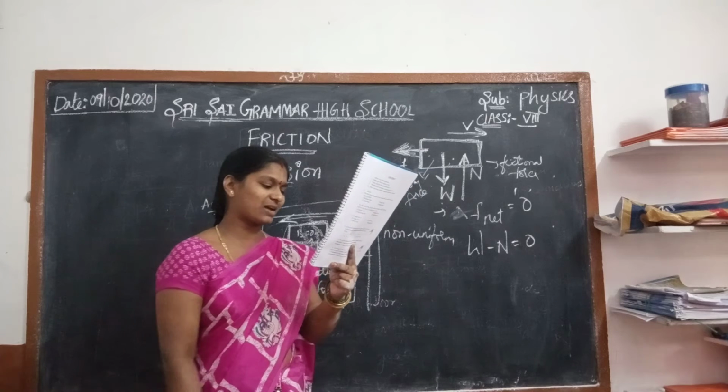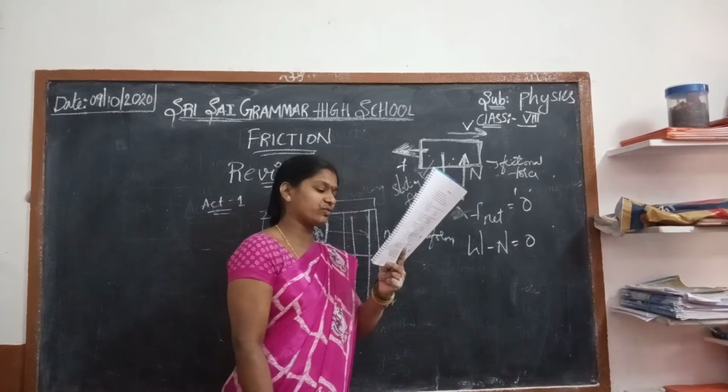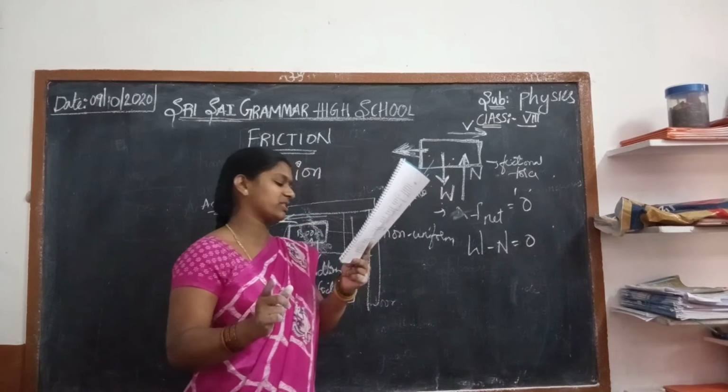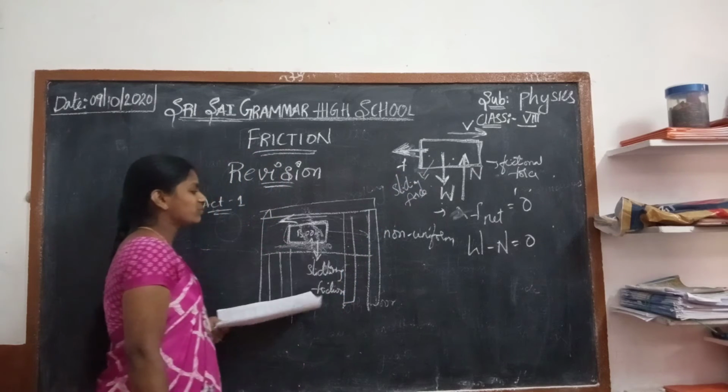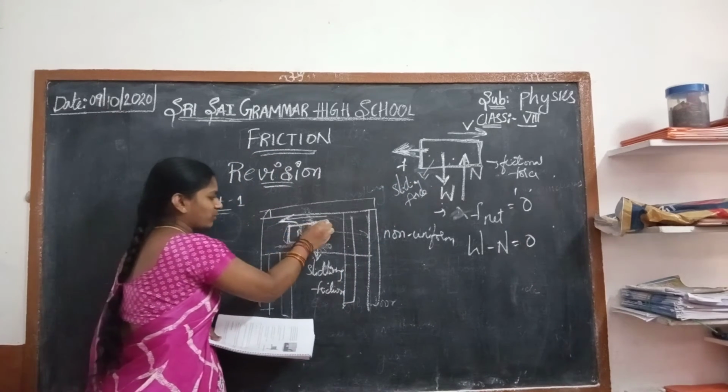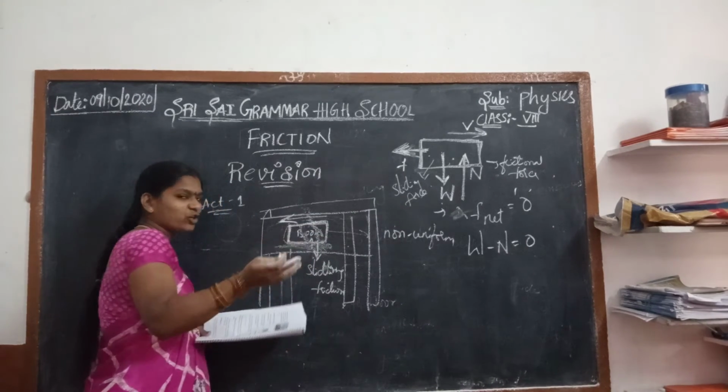The friction which comes into play when the surface of one object moves relative to the surface of another object is called sliding friction. The friction comes into play. The friction is acting on the book. Yes, it is acting to move.